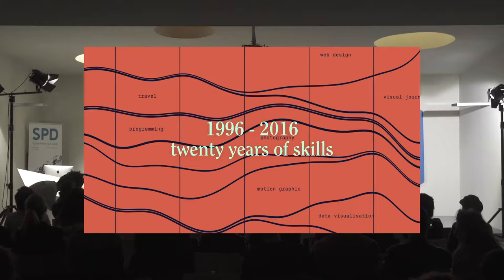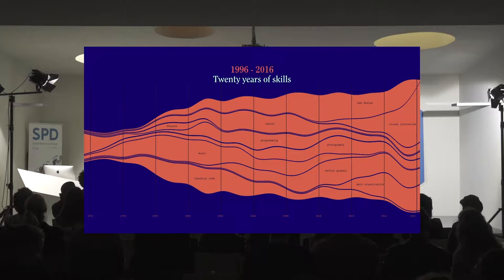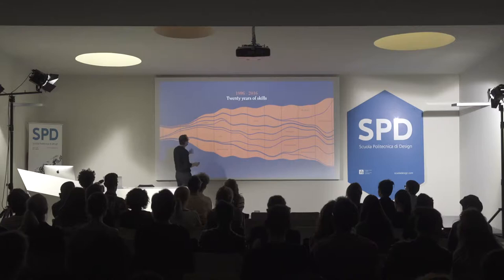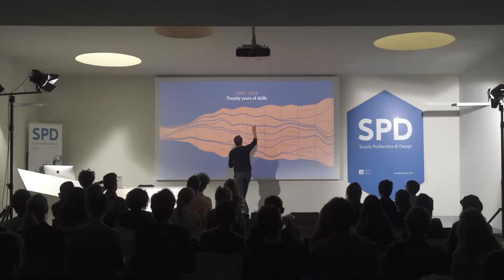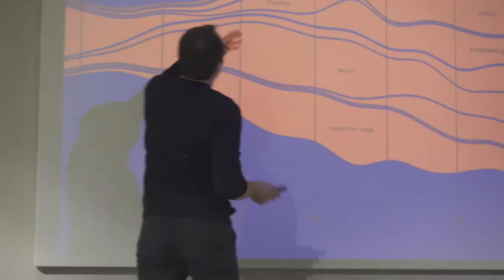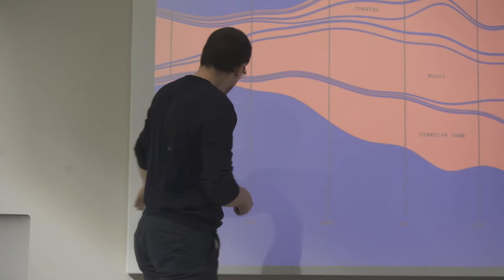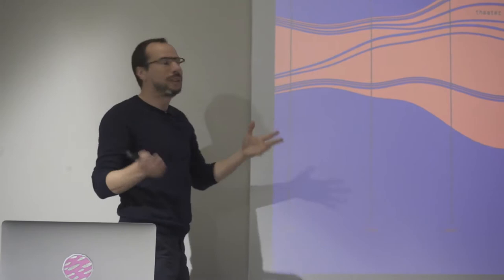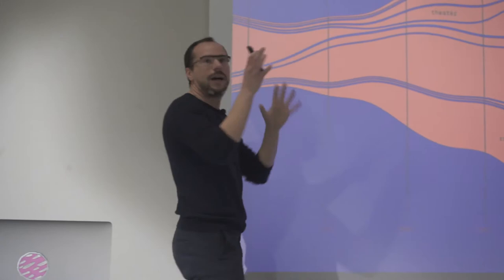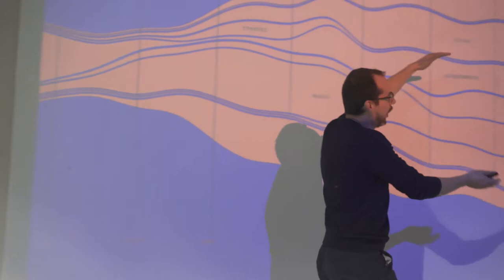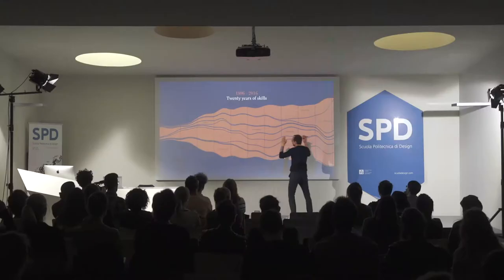I made this visualization several years ago on my personal website with the idea of showing how many different things, not only programming or web design, but even motion graphics, traveling, playing instruments, playing theater, and here there is the time. The idea is very qualitative, because I cannot measure how much time I spend making theater or playing music. I try to approximate. Here is the time I dedicate to all the things, and as you can imagine, my life is basically very focused on design.